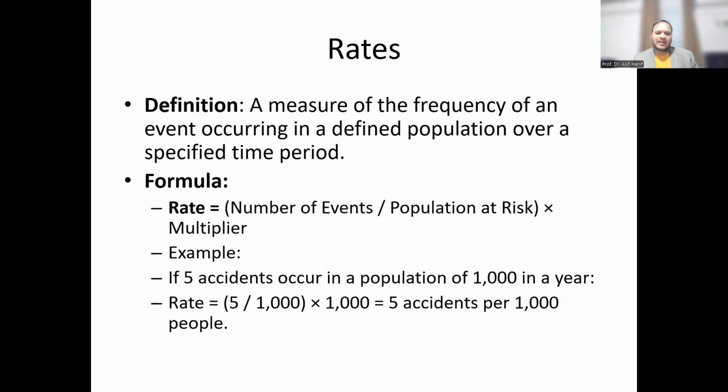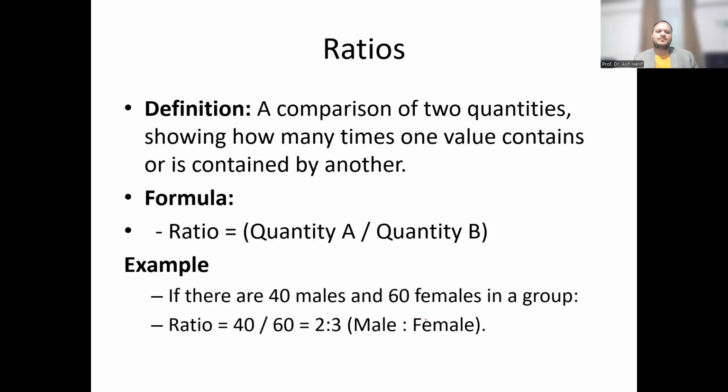So it is usually taken as out of 100,000. If 5 accidents occur in a population of 1,000 in a year, the rate will be 5 divided by 1,000 multiplied by 1,000, which is 5 accidents per 1,000. So 5 accidents per 1,000 is the answer. If you want to convert it into a percentage, you just multiply by 100 instead of 1,000. So if you want to get your answer in percentage, multiply by 100, not 1,000, then it will become your percentage.